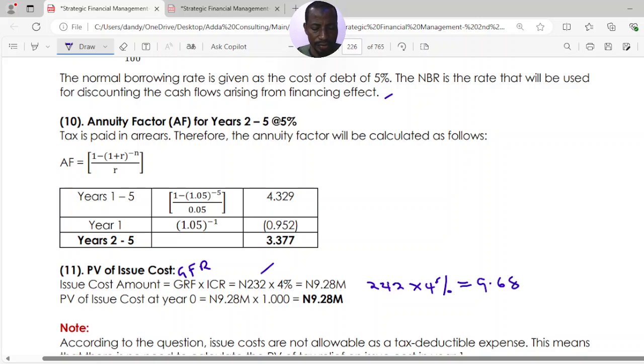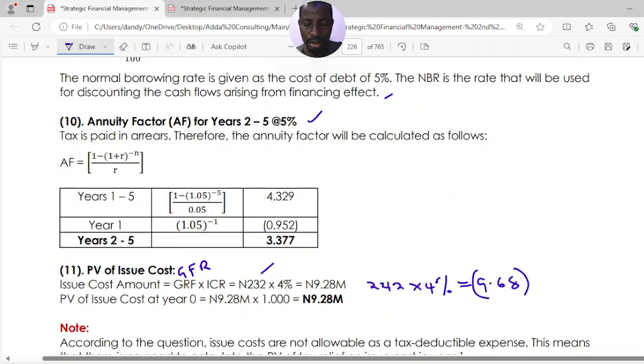So the PV of issue cost at year 0, of course, all you need to do is to multiply with the discount factor at year 0. The discount rate you are using is 5%, since we are assuming a 5% discount rate. Therefore, the PV of issue cost in year 0 is 9.68. Examiner has told us that, of course, this number must be in brackets.